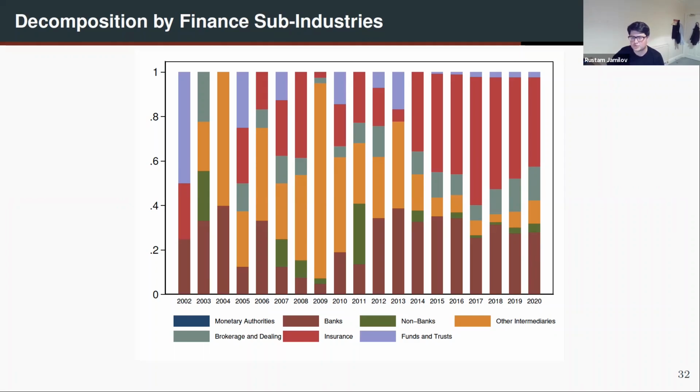They give loans to individuals, but they cannot take deposits. Then broker dealers, insurance firms, and funds and trusts. So it's about 40% banks, 40% insurance companies, and the rest are broker dealers, basically. And this is very important to know.